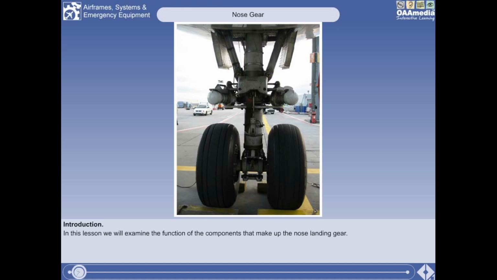In this lesson, we will examine the function of the components that make up the nose landing gear. We will look at the operation of the nose wheel steering system, and then we will go on to discuss the problem of nose wheel shimmy.